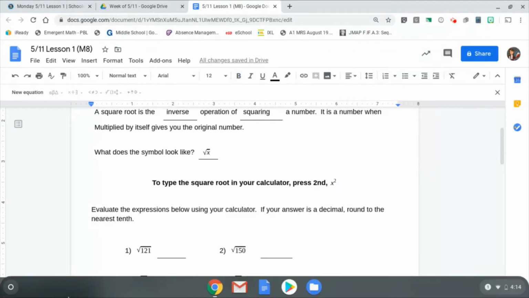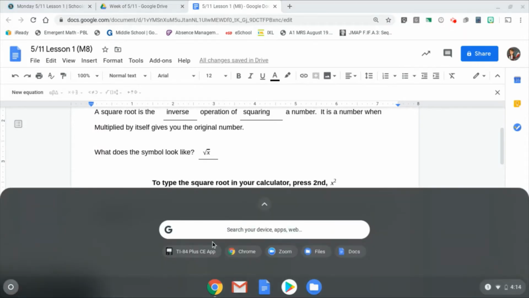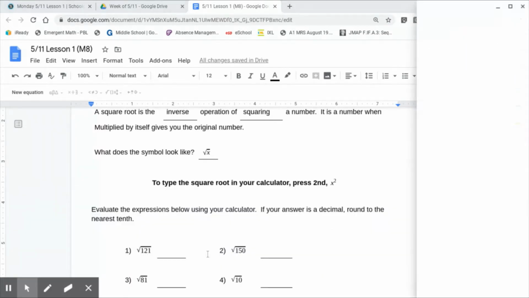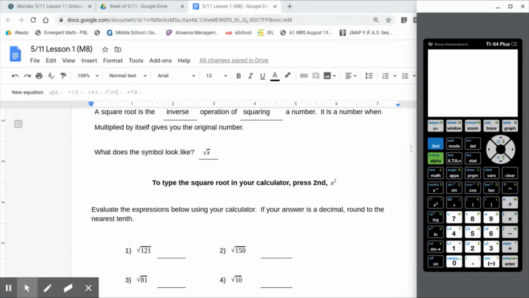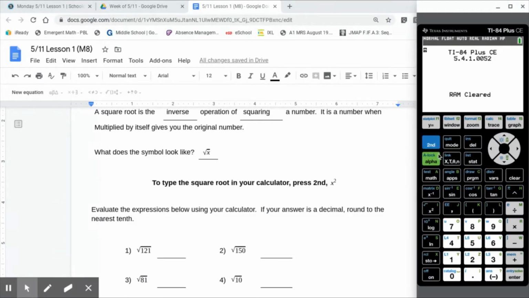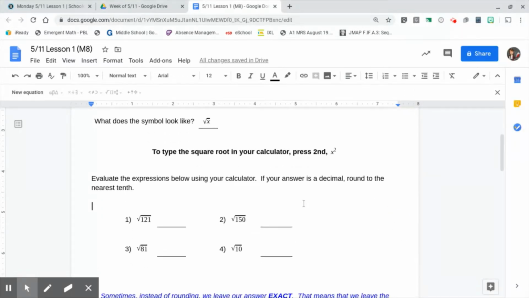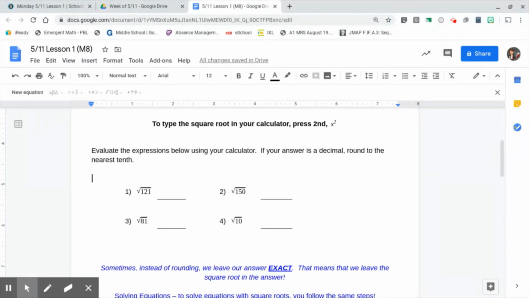If you are using the TI-84 extension, which is actually an app on your Chromebook, to get the square root you are also going to press second, x squared, and that gives you your square root symbol. Whatever method you want to use, it doesn't matter as long as you can get it somehow. So we're going to evaluate the expressions below using your calculator. If your answer is a decimal, round to the nearest tenth.